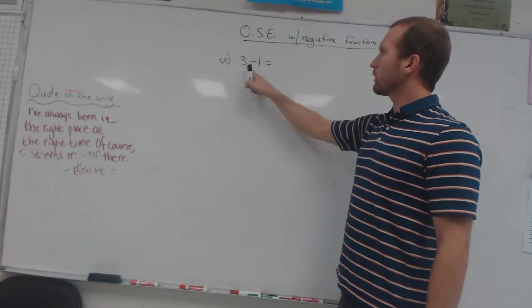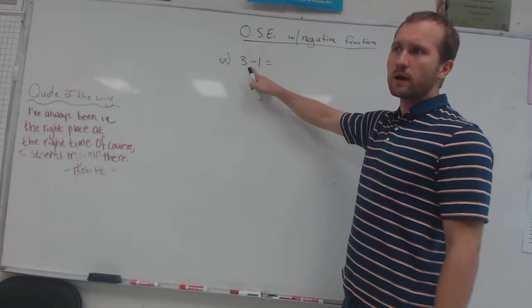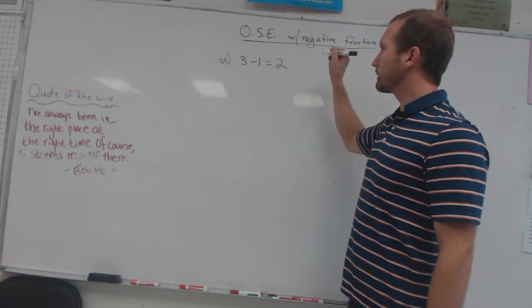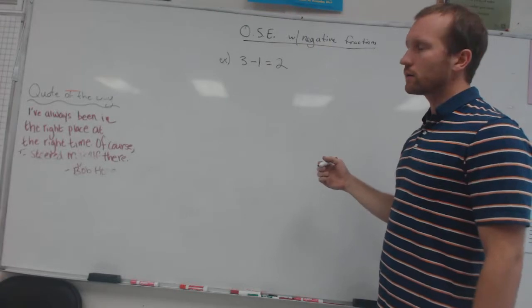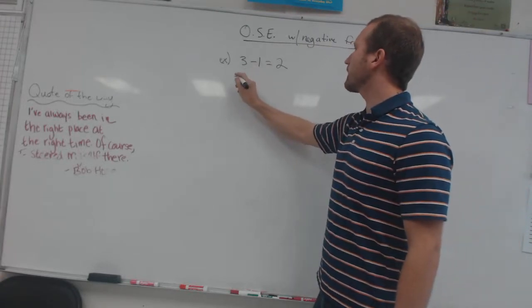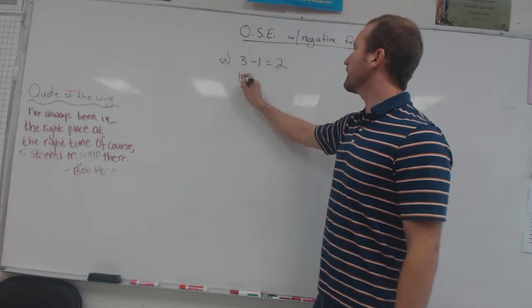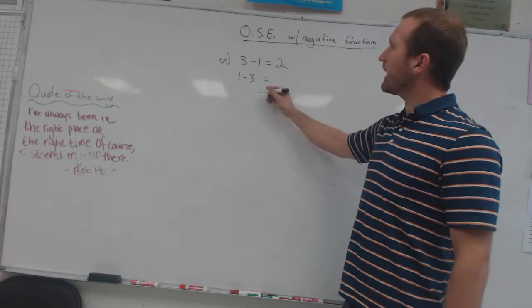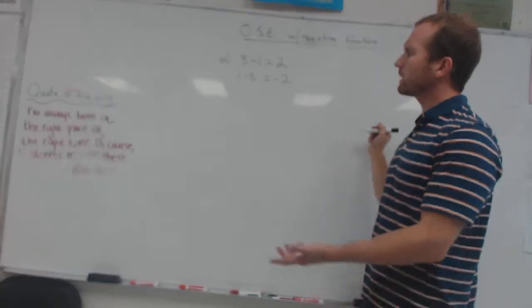Negative 2. Positive 3 minus 1. Oh, wait, is that negative 1? That would be 2. Oh, right? So if it was the other way around. What if it was the other way around? 1 minus 3. That would be negative 2. And how do you know that?